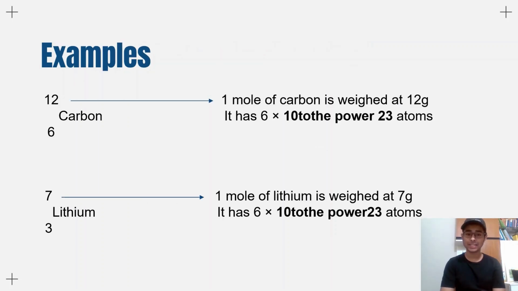As I previously said, the mass of 1 mole of a certain atom is equal to the relative atomic mass or mass number of that atom. As you can see in the first example, we have carbon, which has a relative atomic mass of 12, and that's why 1 mole of carbon weighs 12 grams, and it has 6 × 10^23 atoms. And then we have lithium. Since lithium's relative atomic mass is 7, 1 mole of lithium also weighs 7 grams.